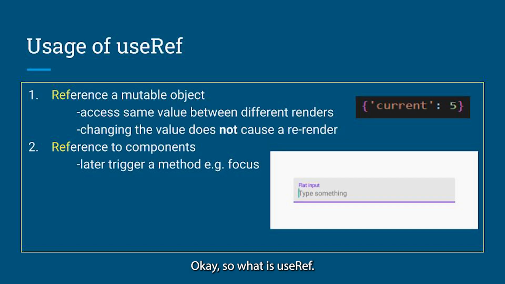Okay, so what is useRef? useRef is a React hook that lets you reference a mutable object. The object allows us to access the same value between renders. Whenever this value is changed, unlike useState, there is no re-render. This is quite useful in times where we don't want to re-render the entire component when changing a value, typically for data that doesn't affect the UI.